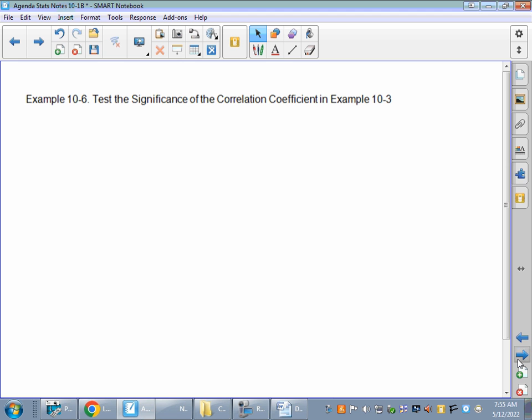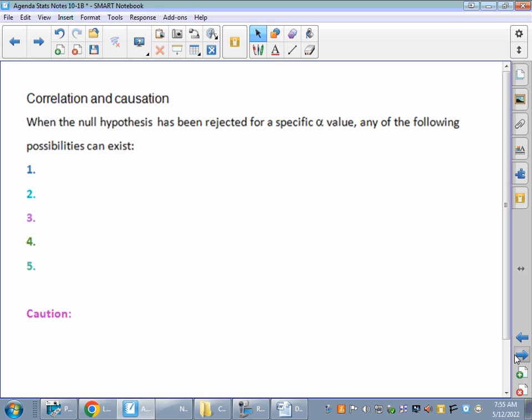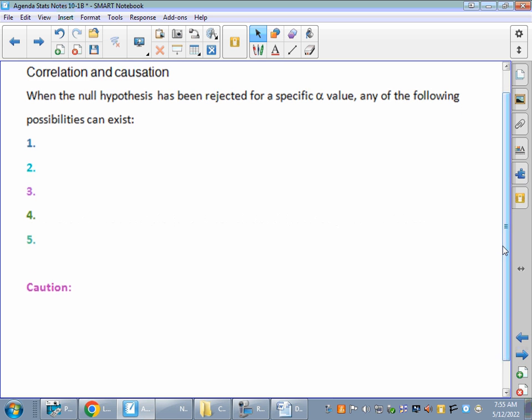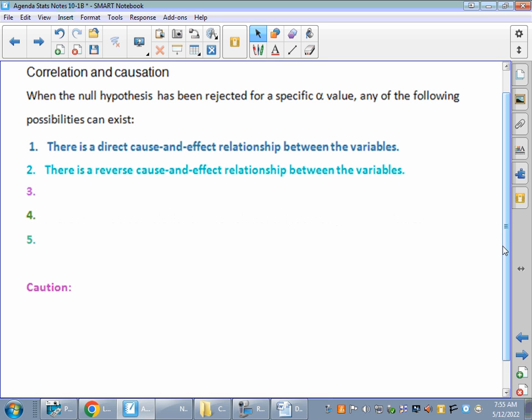That is it for section, oh wait, there's one more thing that I want to say. So correlation and causation. When we have rejected H sub O, for whatever alpha value we pick, that means rho is not equal to 0, that means there is a significant relationship between them. Any of the following possibilities can exist. There's a direct cause and effect relationship. Could happen. There's a reverse cause and effect relationship, inverse type of situation. As one increases, the other decreases, so a negative correlation.